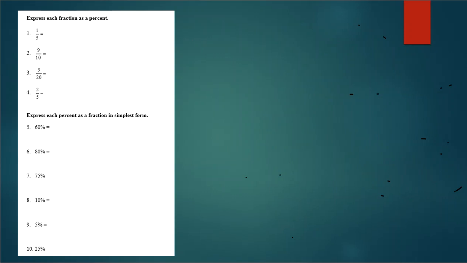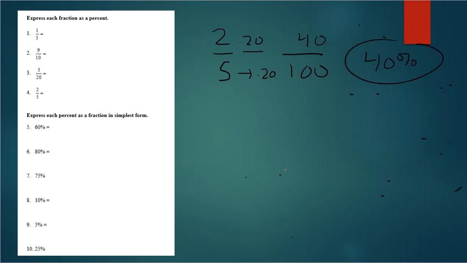Okay, so 2/5. If you are using the method where you make an equivalent fraction with the denominator of 100, to get from 5 to 100, you would multiply by 20. If you multiply the bottom by 20, you have to multiply the top by the same thing. 2 times 20 is 40. So 40 hundredths is just 40%. Remember, anytime you have something out of 100, you can easily write that as a percent.